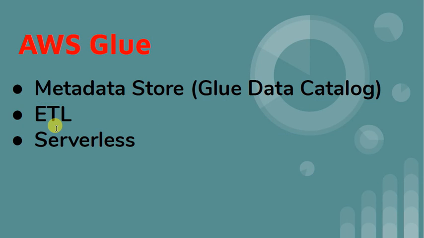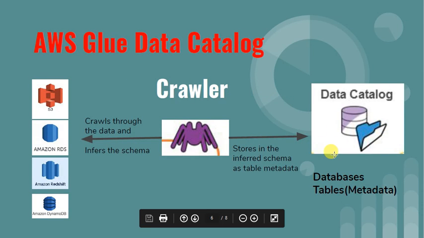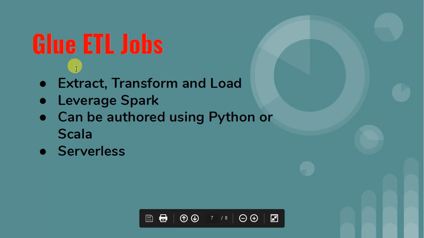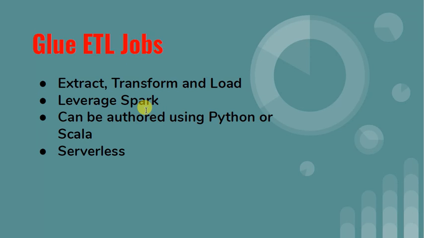Point number three is that it is serverless. What does serverless mean? Like I already explained, you need not worry about provisioning any clusters or servers. Everything is managed by AWS. You just have to write your Glue job in Python or Scala and submit that job, and Glue will take care of running that code for you. So that's what AWS Glue is. In the upcoming videos we will see how to create a database and tables from a data store, and I'll also make a video on how to create a Glue job and how to run it.